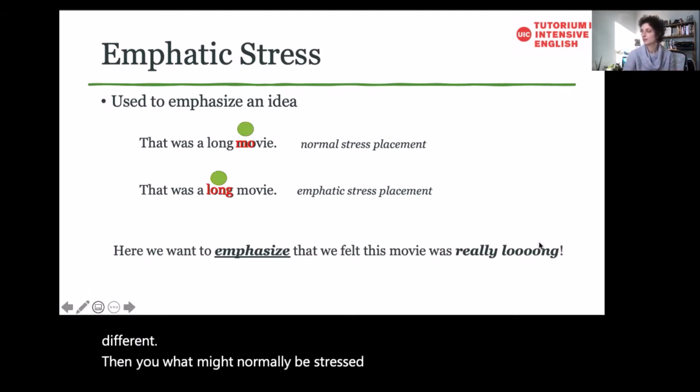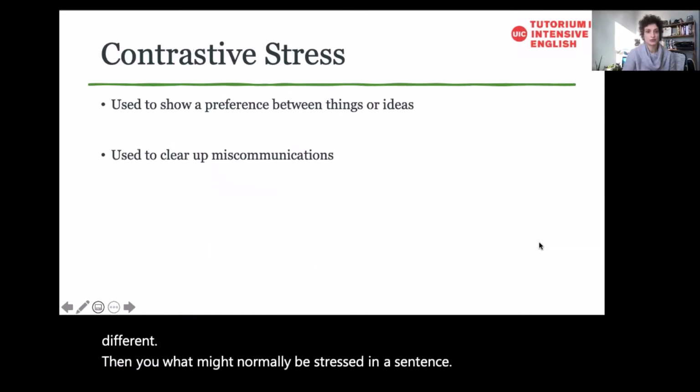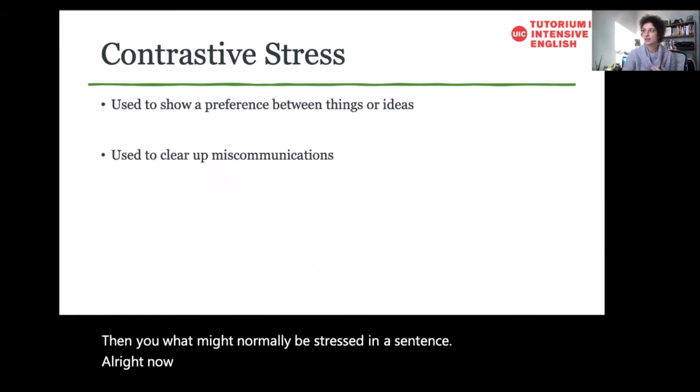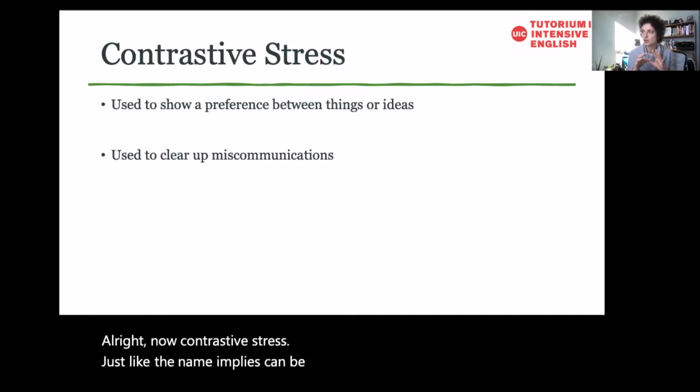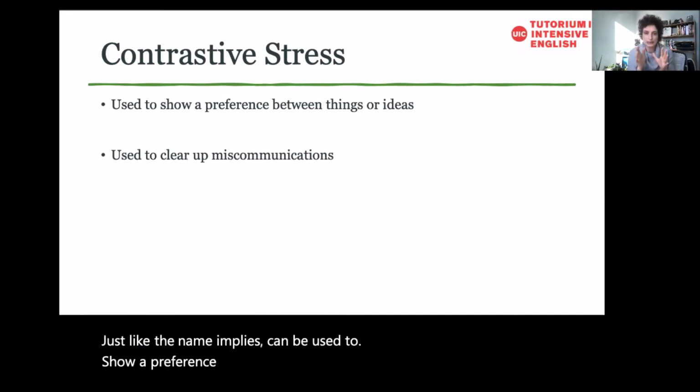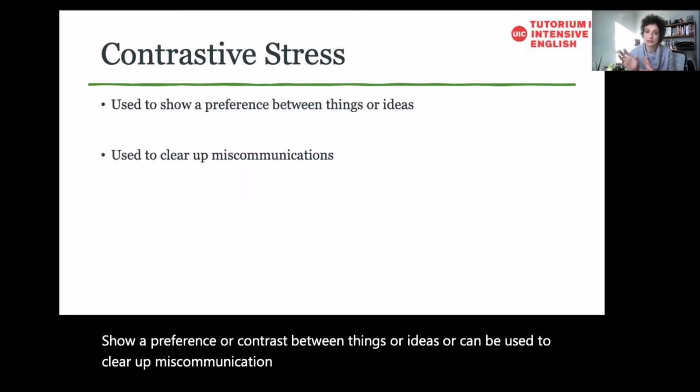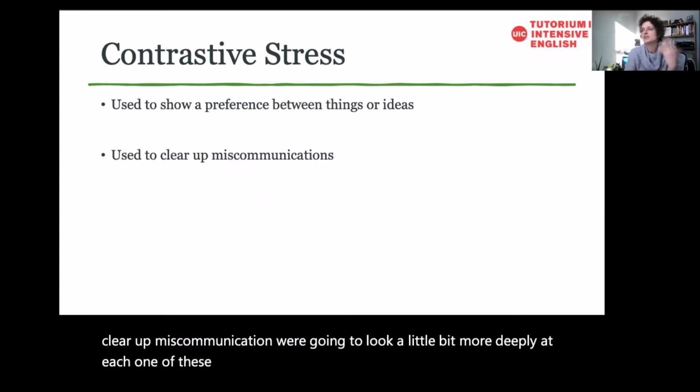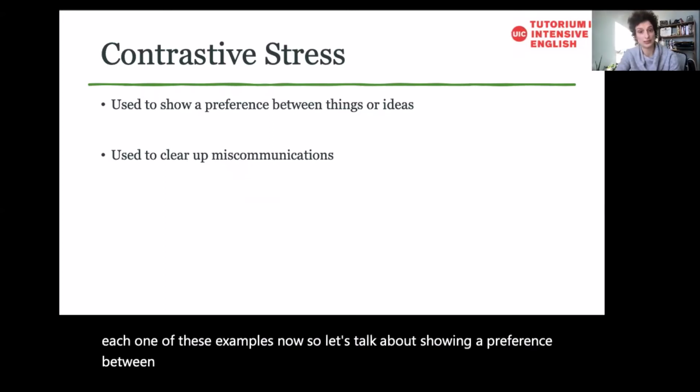All right, now contrastive stress, just like the name implies, can be used to show a preference or a contrast between things and ideas, or can be used to clear up miscommunication. We're going to look a little bit more deeply at each one of these examples now. So let's talk about showing a preference between 2 things or 2 ideas, or maybe many. It doesn't have to be 2.